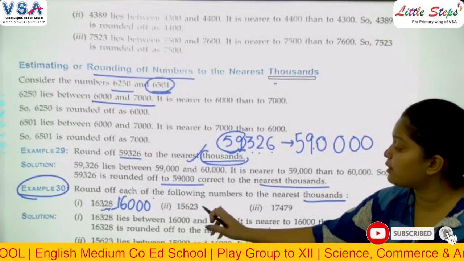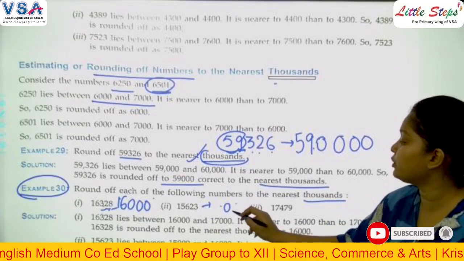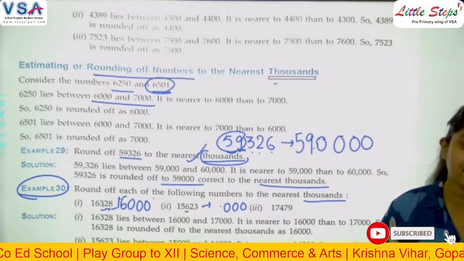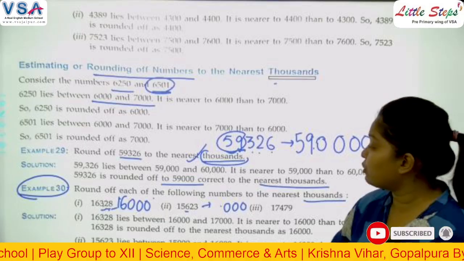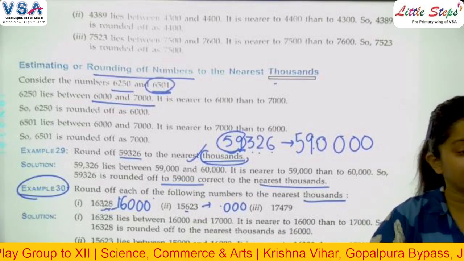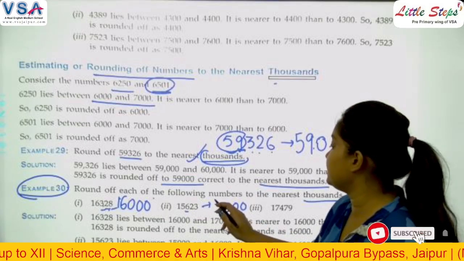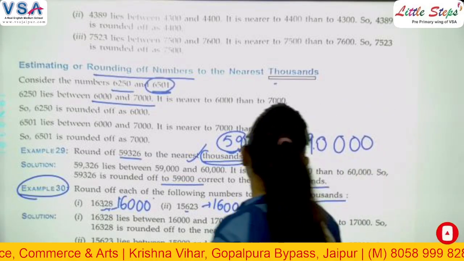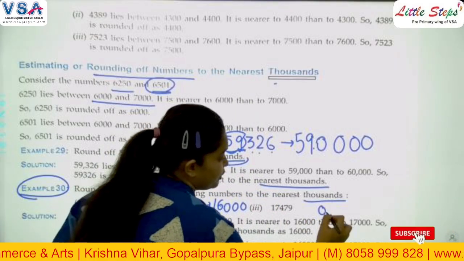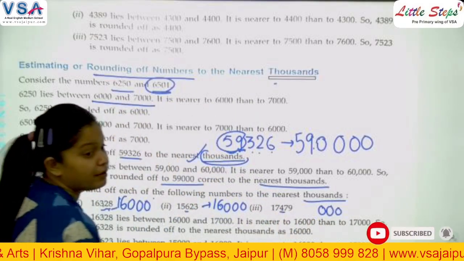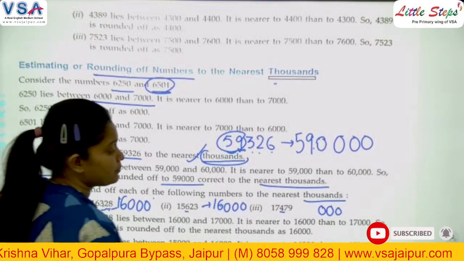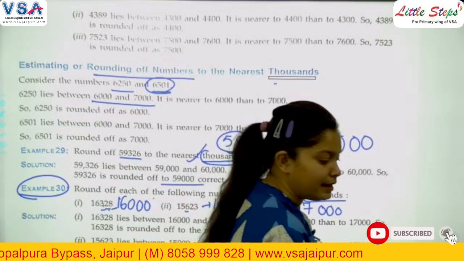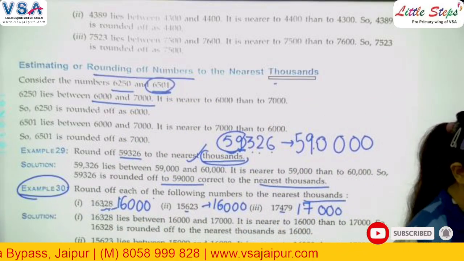Now in this case, tell me. Again I will write 3 zeros. On the place of the third zero, what do we have? 6. 6 is the bigger number. So 15 will become 16. The answer is 16,000. In the next one, again we write 3 zeros. On the place of the third zero, what do we have? 4. 4 is the smaller one. So what is the answer? 17,000. It is clear to each and every one what I am teaching you.